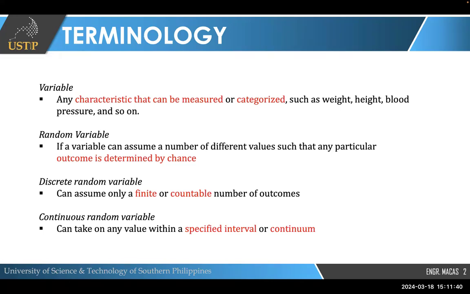We have another term here, discrete random variable. Basically it is under your random variable, but the number of outcomes is finite or countable. The opposite is continuous, meaning it can take on any value within a specified interval or continuum. I think we will discuss discrete and continuous after a few lectures.